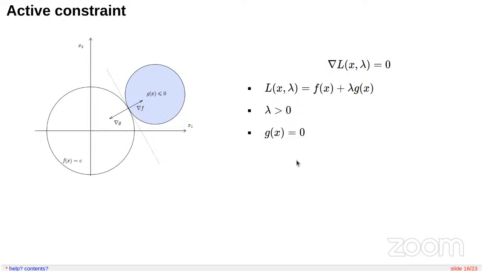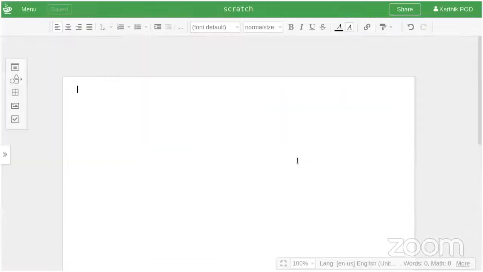I didn't understand this. Okay, see, there are two problems. Assume that there are two problems. One is an unconstrained problem.